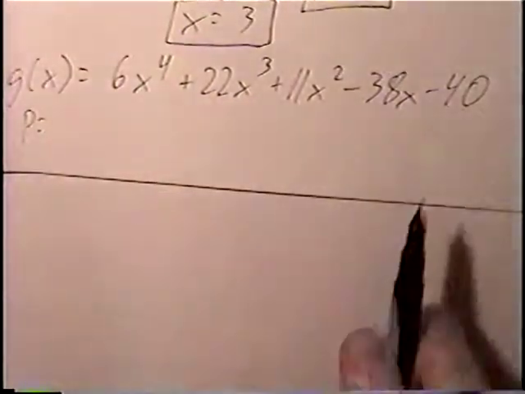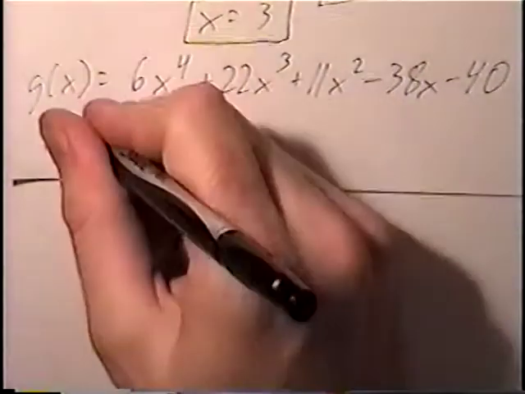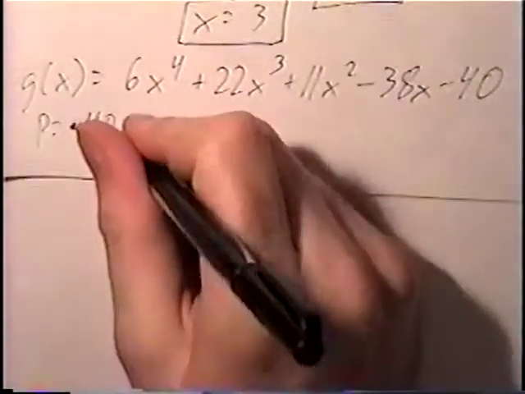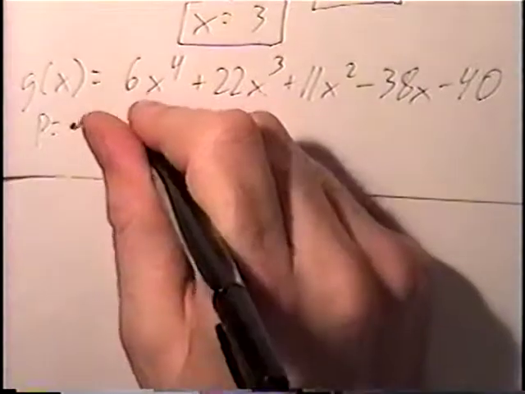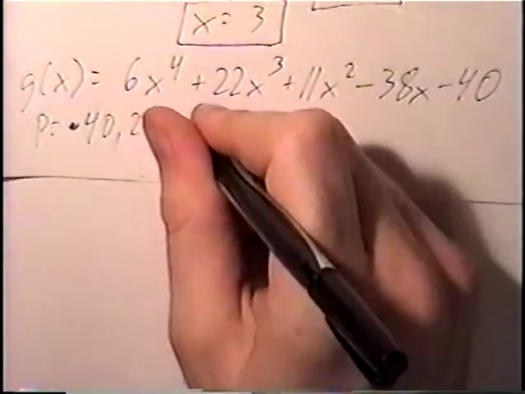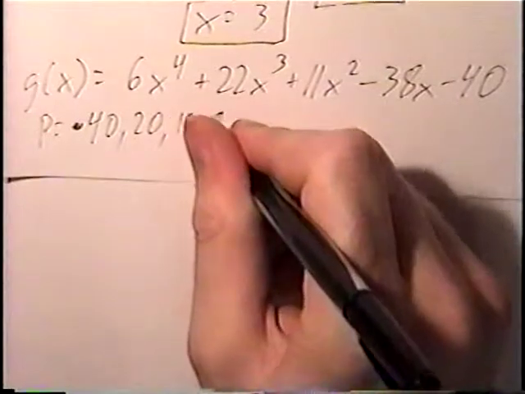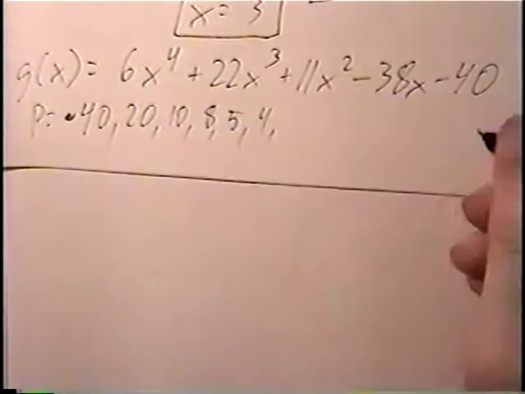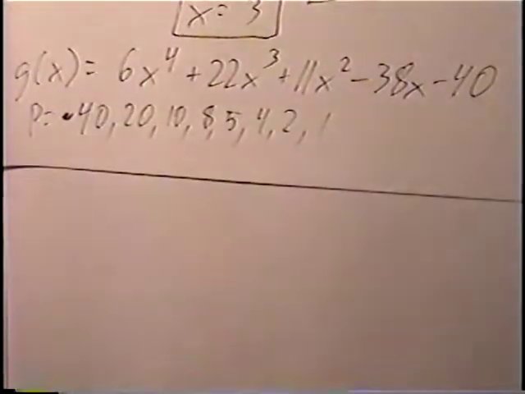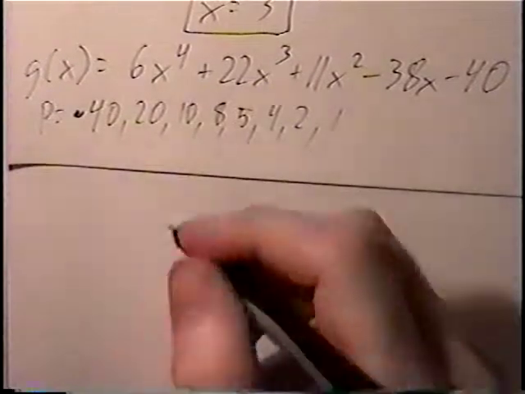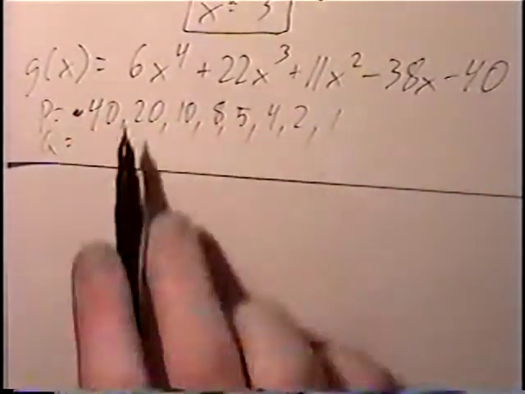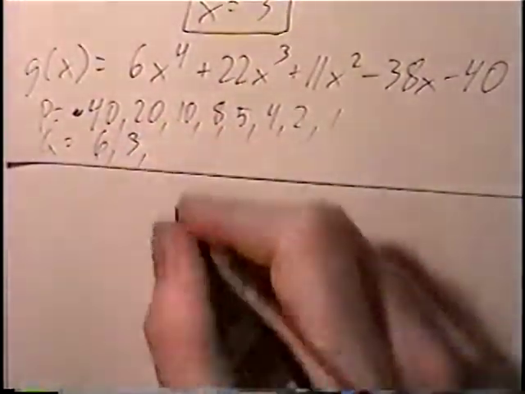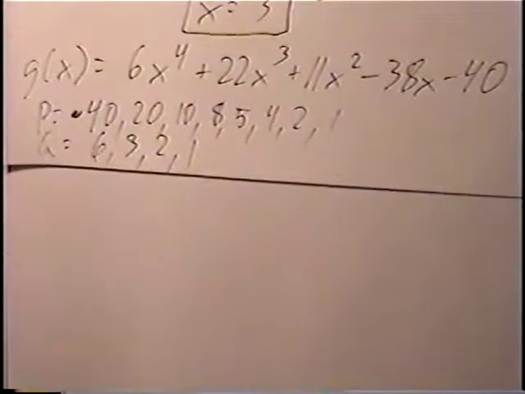For the p-value, the last number, we have negative 40, or just 40. And again, the factors of 40, any number that divides into 40, we could have 20, 10, 8, 5, 4, 2, and 1. And for the q values, the first coefficient 6, the factors of 6 would be 6, 3, 2, and 1.